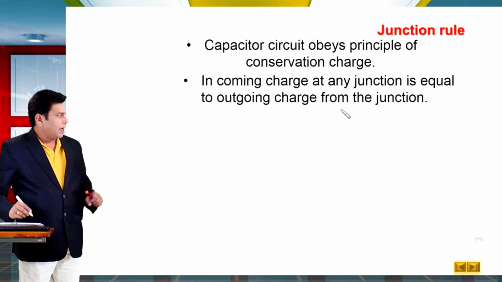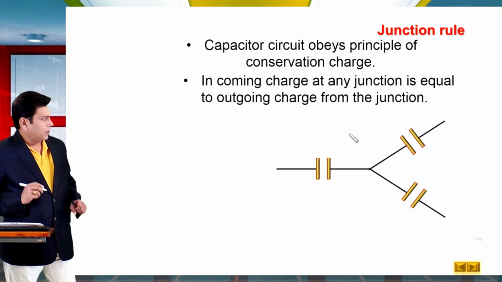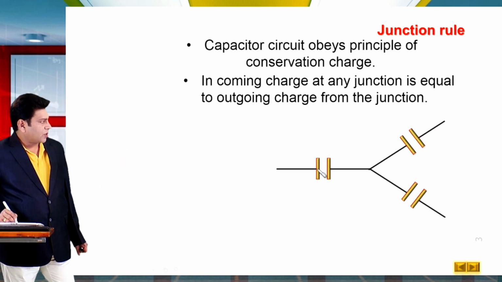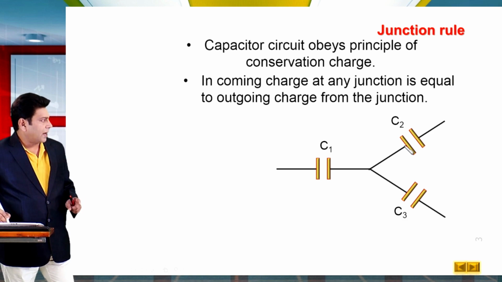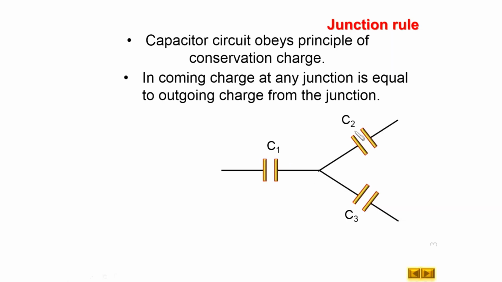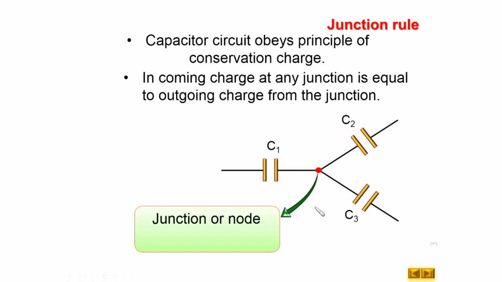So, let us make a part of a circuit. You can observe this capacitor is finally connected with two capacitors. So, this is a junction, and let us label the capacitors C1, C2, C3. This junction is also called the node. Now, let us enter charge Q from this point. If charge enters from this point, it will reach this plate. If charge is reaching a certain plate, that plate will be positive. So, this plate will be positive.